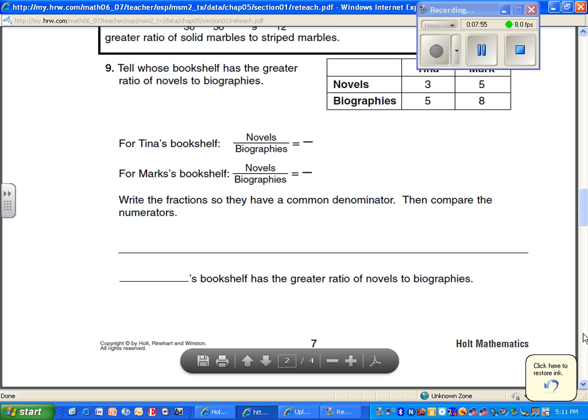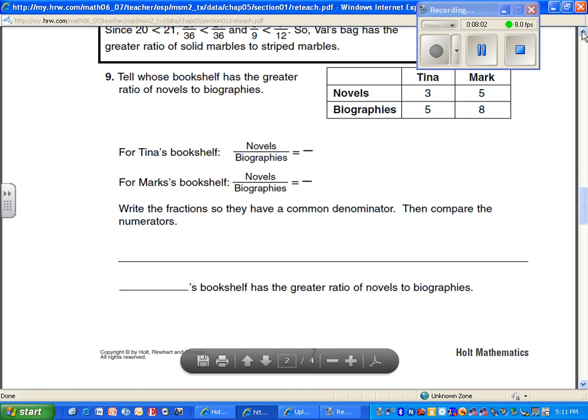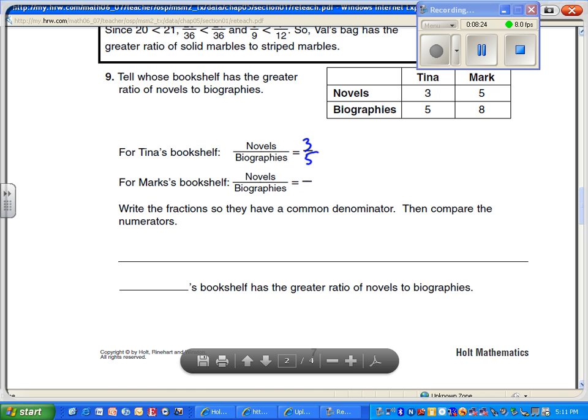Number 9. It says, tell whose bookshelf has the greater ratio of novels to biographies. Now we've got Tina and Mark. Tina's got 3 novels to 5 biographies, and Mark has 5 novels to 8 biographies. Novels are the stories, and biographies is like a personal story about somebody. All right, so novels to biographies for Tina's bookshelf is 3 to 5, and for Mark's is 5 to 8. So go ahead and fill that in.